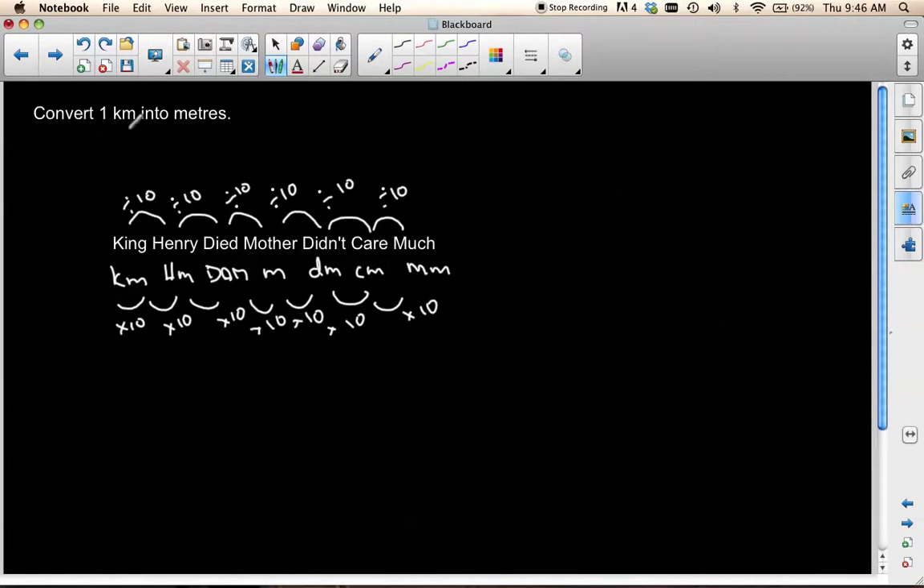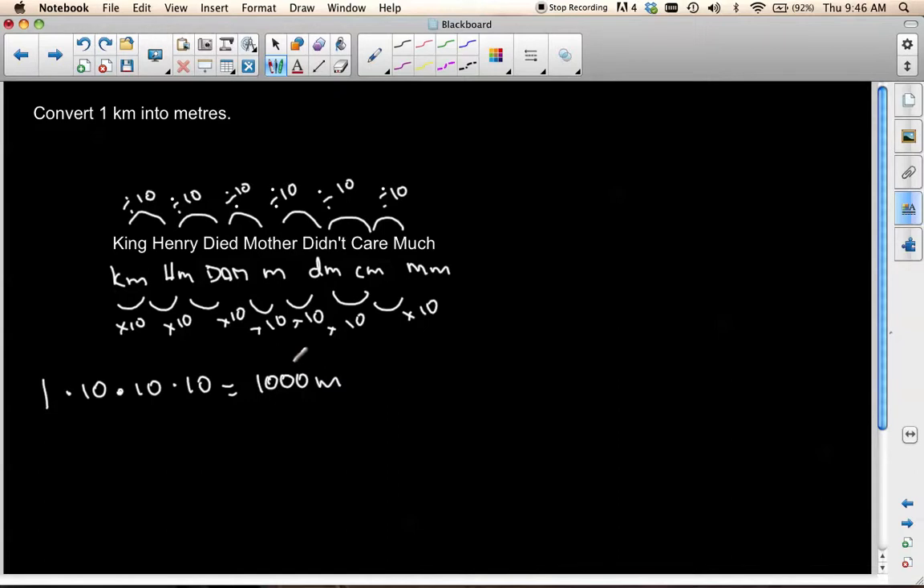So now if we look right here, we're going to convert 1 kilometer into meters. So if we have 1 kilometer and we're going into meters, so that's 1, 2, 3. So that's 3 times. Okay? So for those 3 times, we're going to go 1 times 10 times 10 times 10. Kilometers, 1, 2, 3. 1 times 10 is 10. 10 times 10 is 100. 100 times 10 is 1,000. So we will have 1,000 meters.